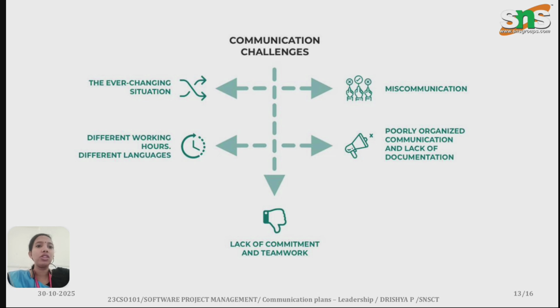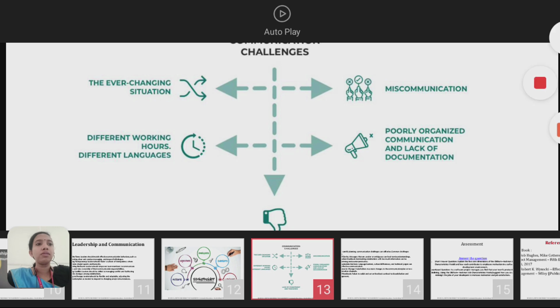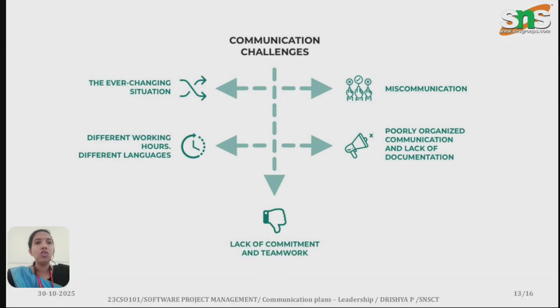of documentation, lack of commitment and teamwork. These are the main communication challenges of a leadership. So the leader should be in touch with their team members every time, so there is no lack of communication. That is the main thing. That is the main problem for project distraction. Okay, so hope all of you understand the communication challenges.